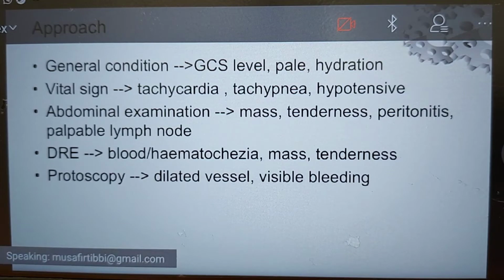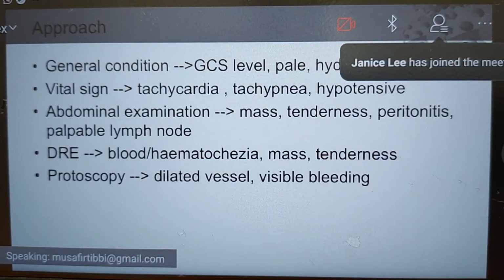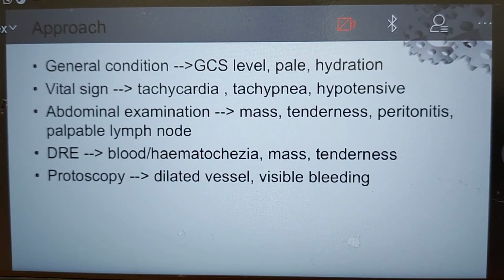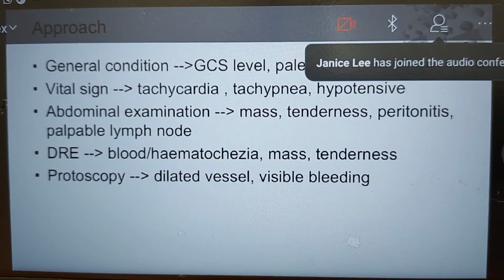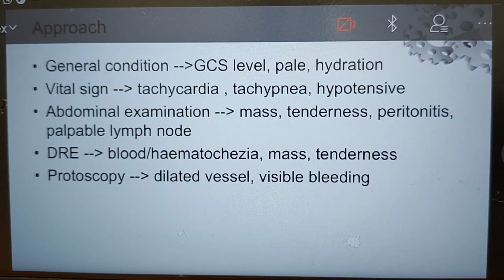Then after that, DRE is very important because from the DRE we can know whether the patient is having brownish stool or hematochezia. For example, a rectal CA can be palpable when we do the DRE. And if there is tenderness when we do a DRE, the patient might have a fissure or a fistula which is infected. Lastly, we can also proceed with proctoscopy to see if there is any dilated vessel or visible bleeding.